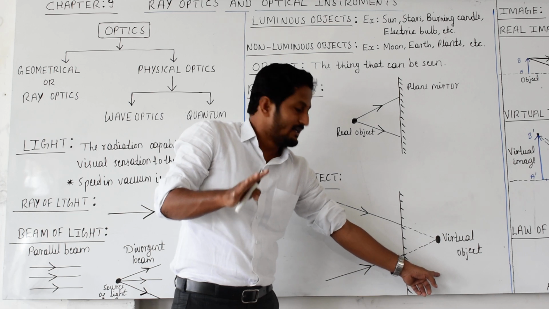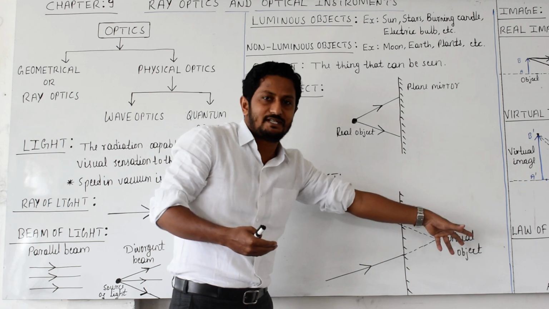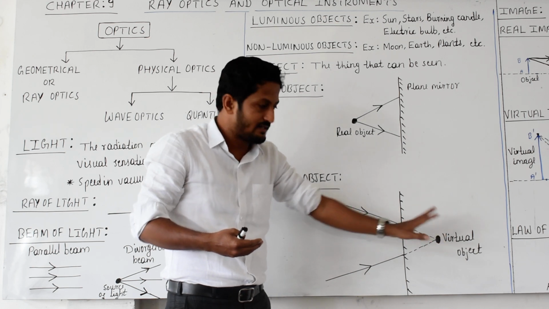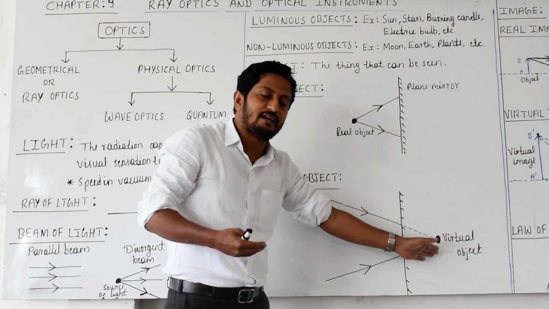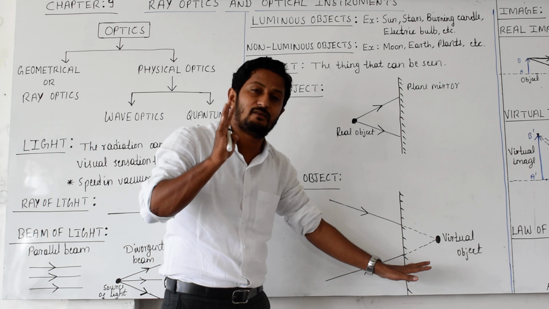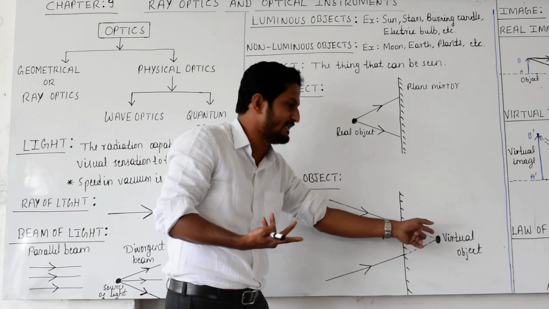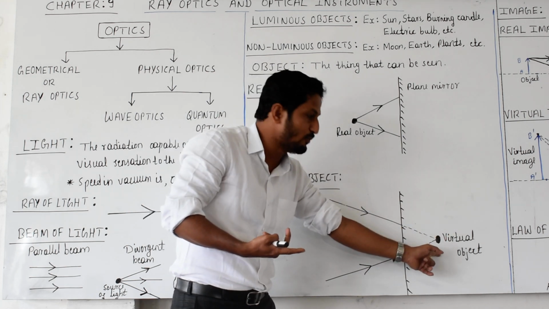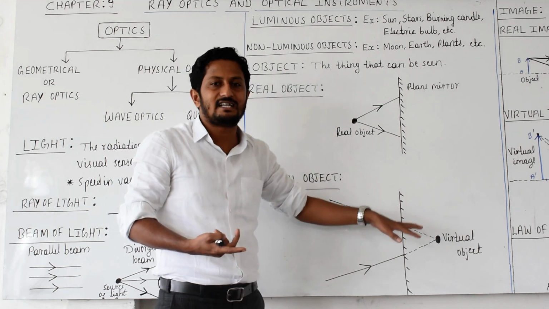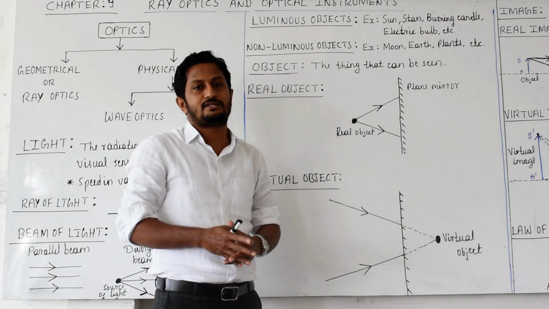Getting what I mean to say? You feel they are going to merge there. There is an object that we call a virtual object. Getting what I mean to say? If you go behind that mirror and look there, you won't find anything. You will not find any physical appearance. We imagine it like that. By extending them further, they are going to meet somewhere. That point we treat as where the object is. That kind of object we call a virtual object.